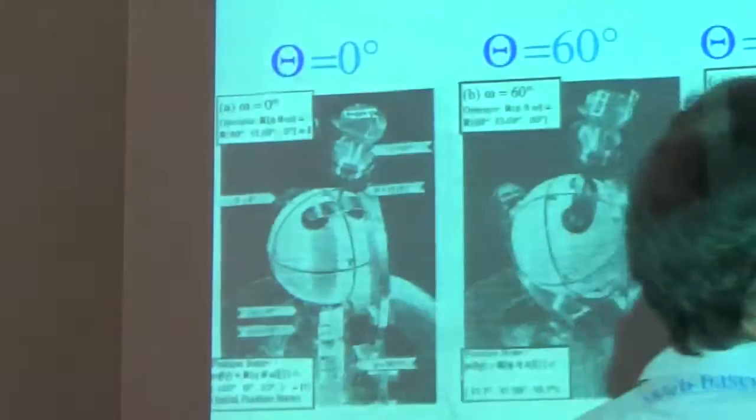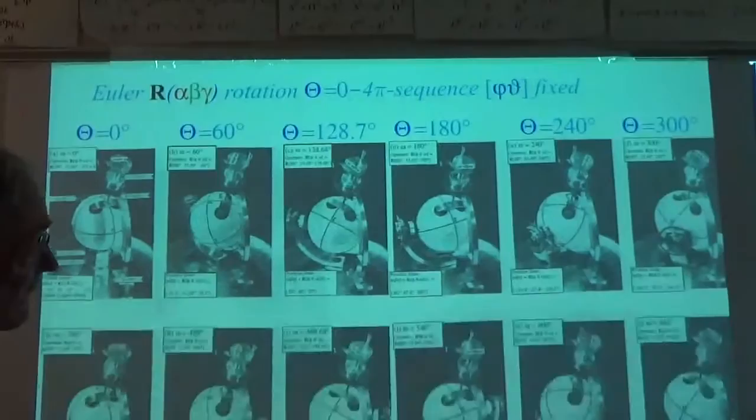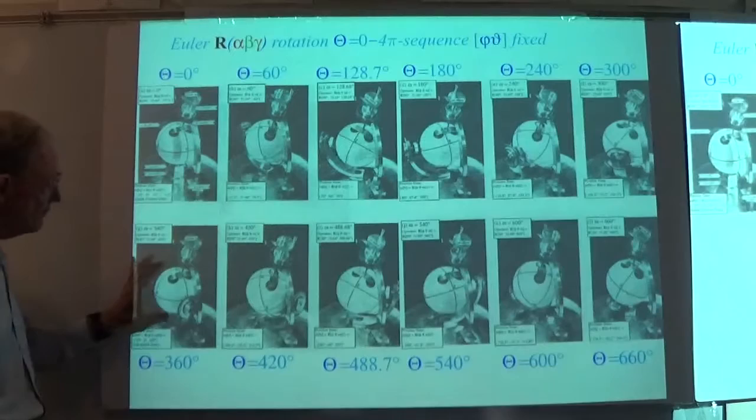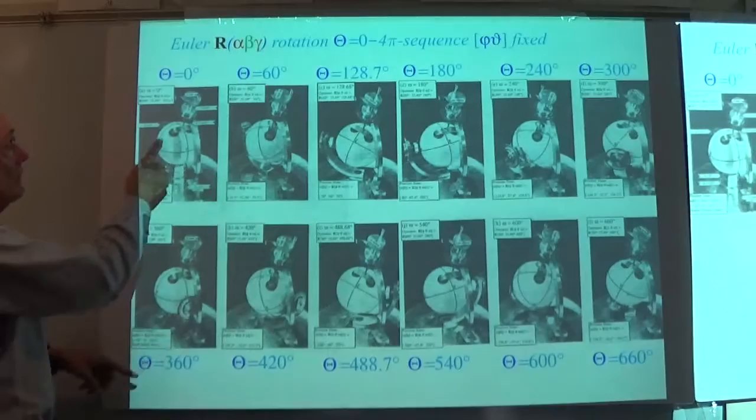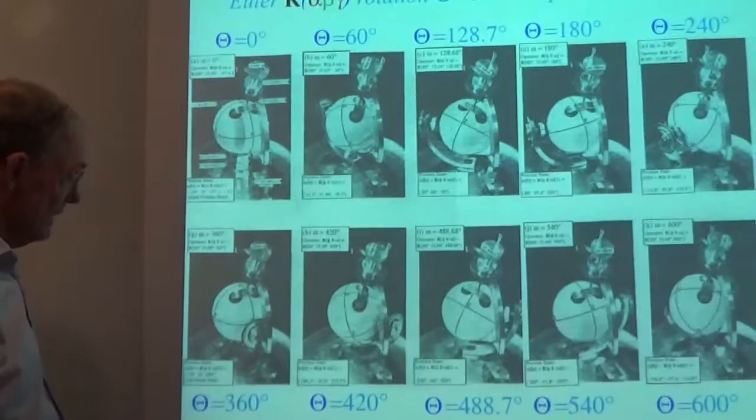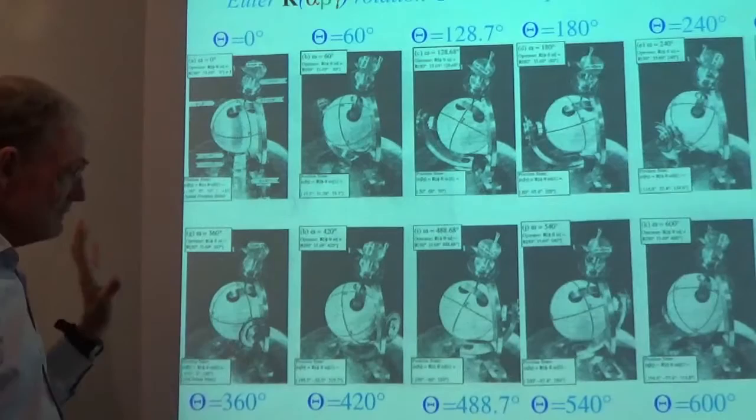In the next slide, it is there. And the ball is returned to the exact position. But the Euler angles and the arms that hold the ball are in different positions. They're on opposite sides. One of these has a positive polar angle of beta. This one has a negative polar angle beta. And that's what's very spooky.